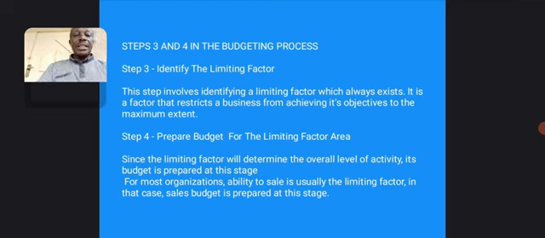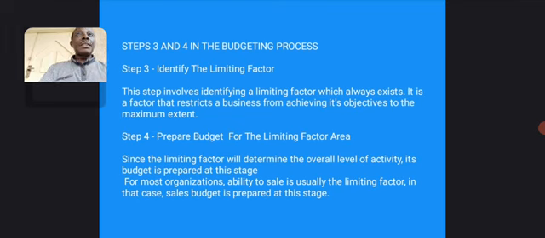Step 3 has to do with identifying the key or limiting factor, whereas step 4 has to do with preparing budget for the limiting factor area. Now, in this step 3, what is the limiting factor? Just as we saw in our earlier lectures, limiting factor refers to a factor in a business that restricts that business from achieving its objectives to the maximum extent. We say that this factor is the limiting factor.